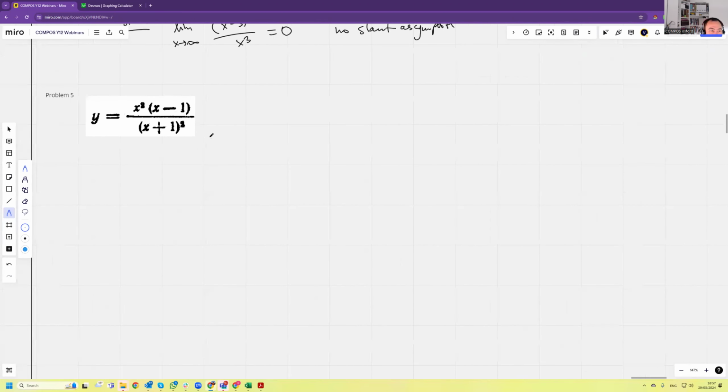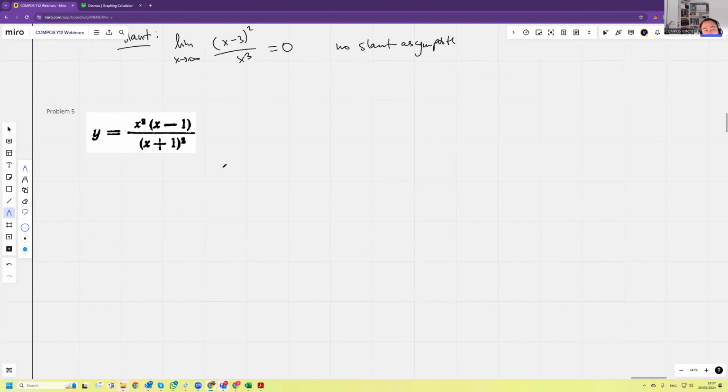Another one. This has a slant asymptote. Now, how can you spot a slant asymptote? It is when the power in the numerator is higher than the power in the denominator by exactly 1.